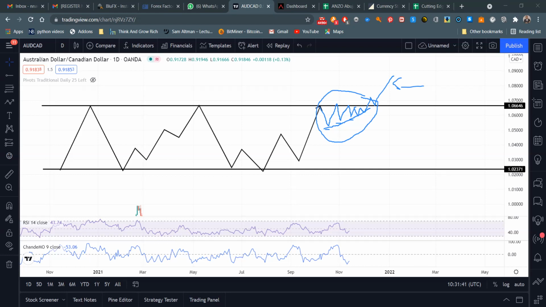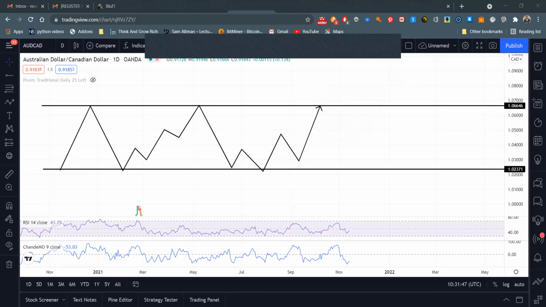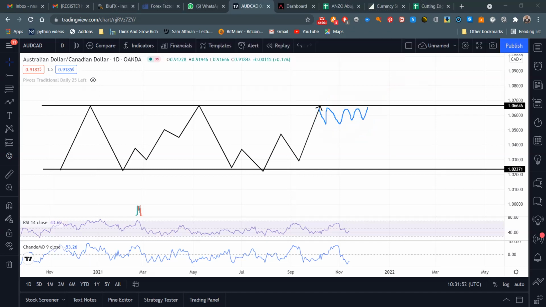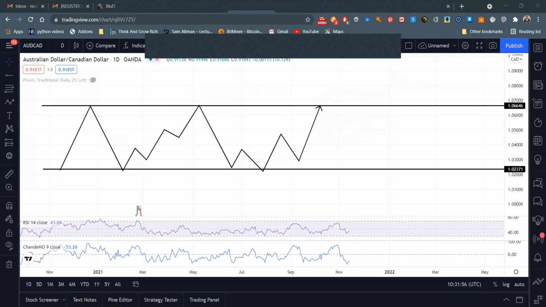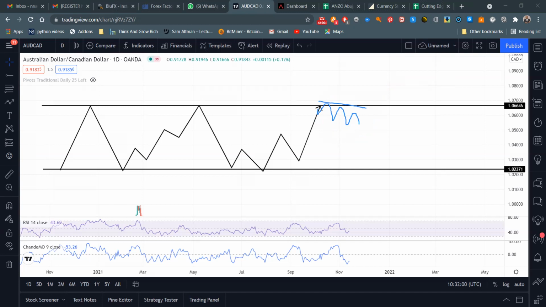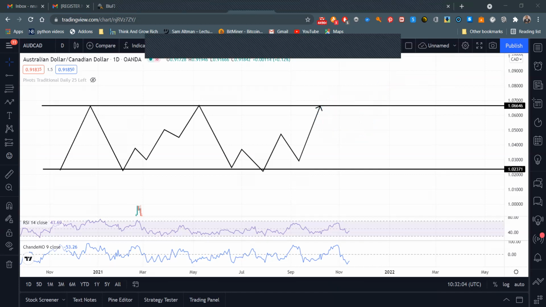Now, this could be a wedge pattern. It could also be something as simple as a ranging pattern, but price refusing to go lower. It could also be something like a flag pattern. So price forms something like a flag, and then we start looking for breakouts above that area to look for the trade. Or it could also be something as simple as a break of structure within the lower time frame.